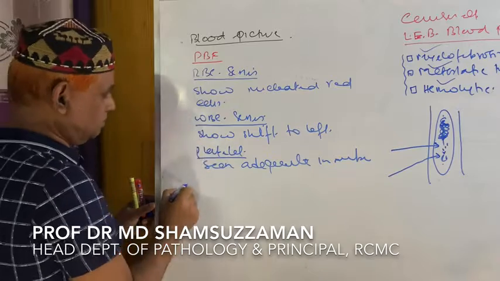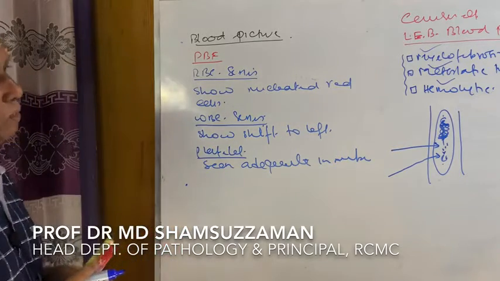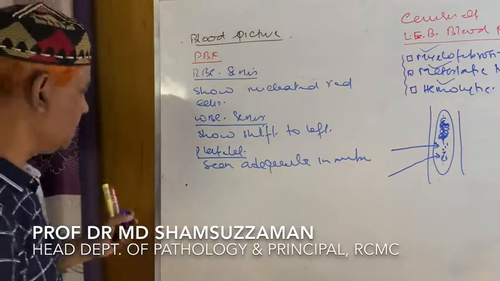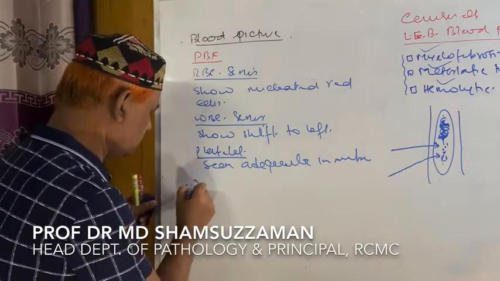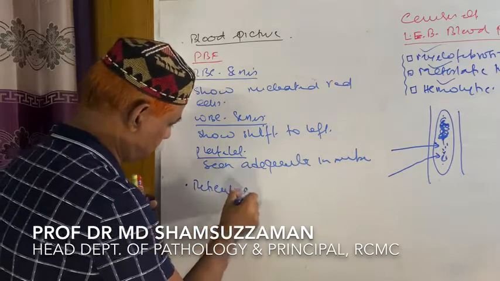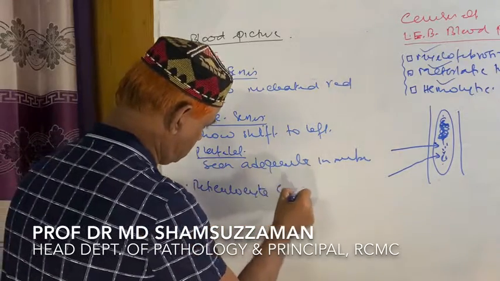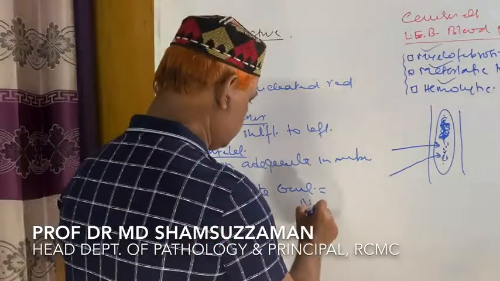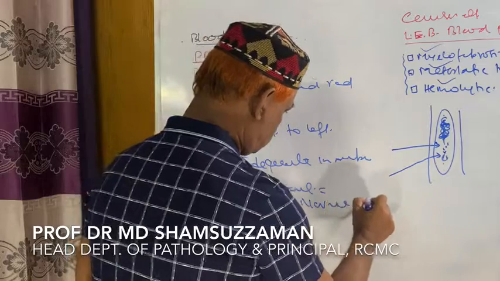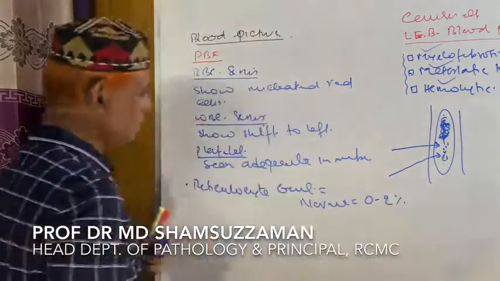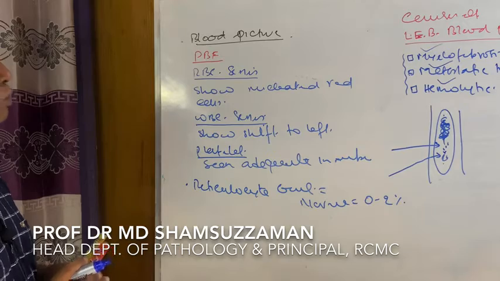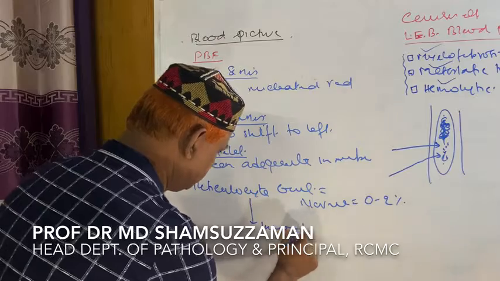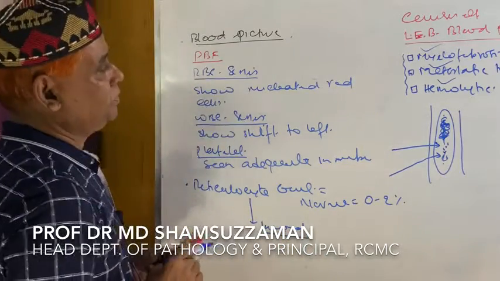Another test is done to diagnose leukoerythroblastic blood picture: reticulocyte count. Dear audience, reticulocyte normal count is 0 to 2%. If it is a case of leukoerythroblastic blood picture, it is increased.